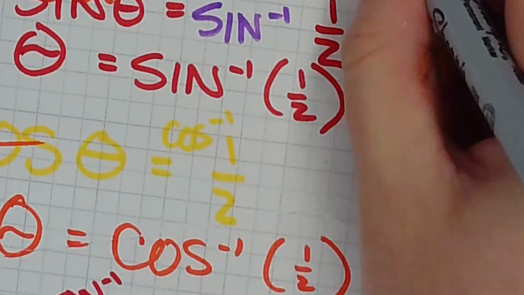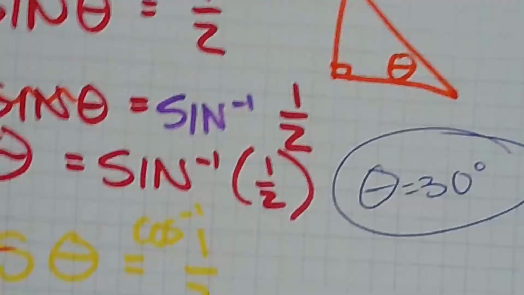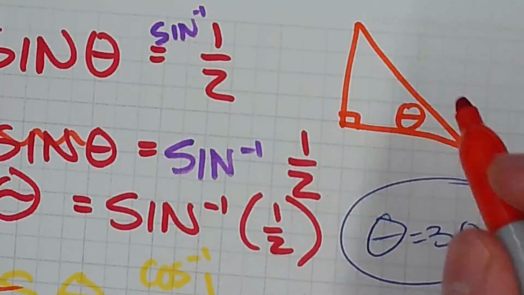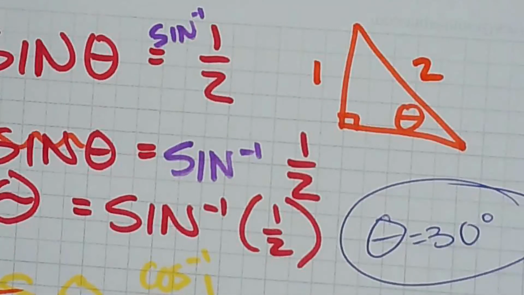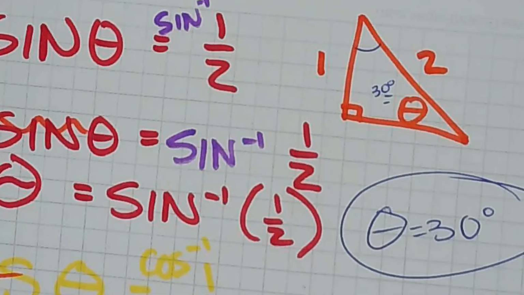Check it out. Alex just realized what this means. If this is our right triangle and that's theta, we already said that the opposite is 1, hypotenuse is 2, right? Cool. And we just found out that this angle right here is 30 degrees. So what's this angle going to be up here?